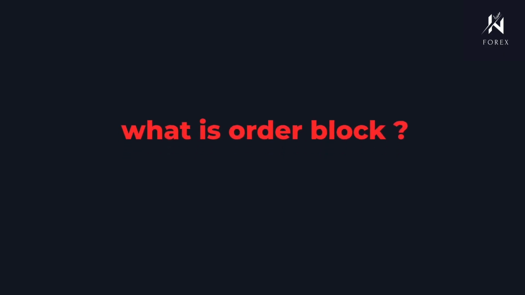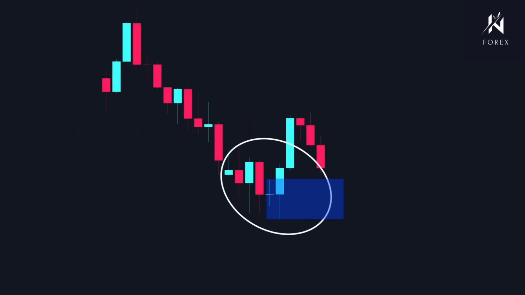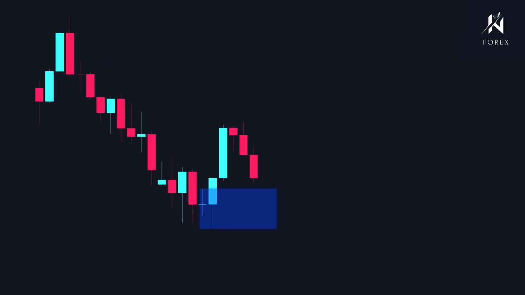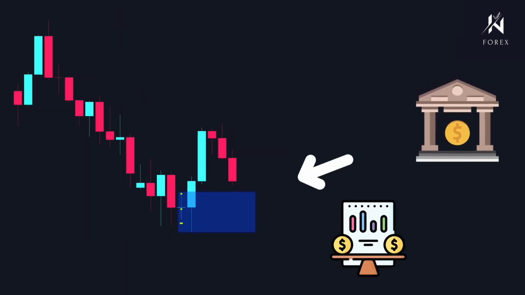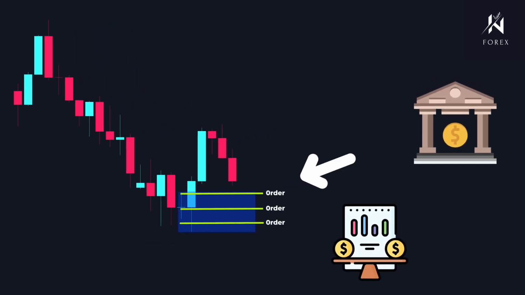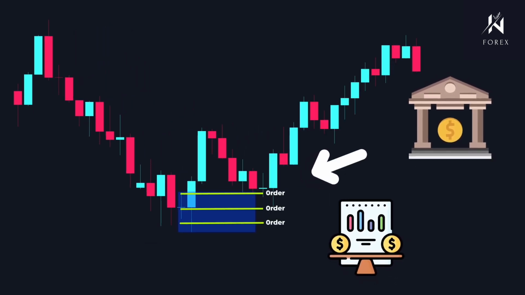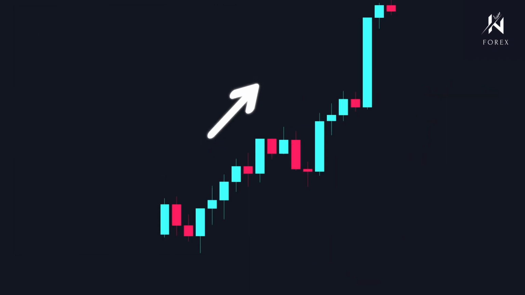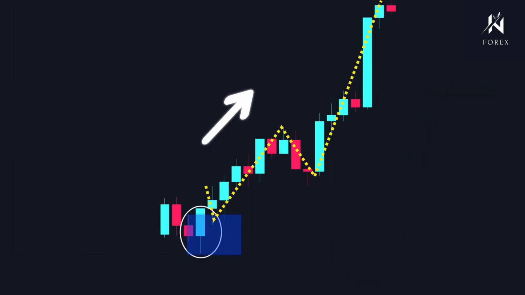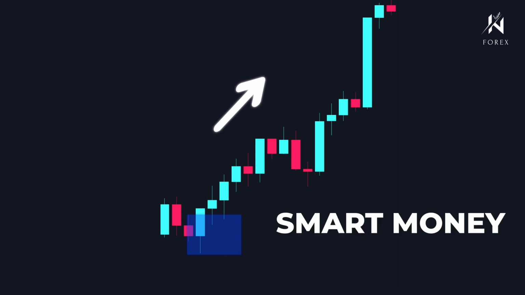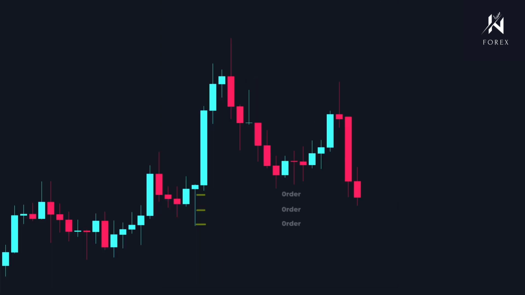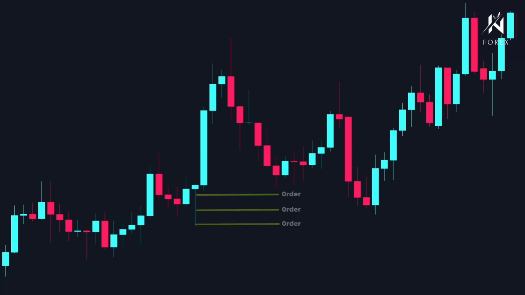What is an order block? An order block is a special area on a chart where big traders, like banks or institutions, have placed large trades. These trades often cause significant price movements, making these areas easy to spot. If you see the price move sharply from a specific spot, it likely means these big players, often called smart money, are active. For example, when large buy orders are placed, they push the price up quickly, and the area where these trades happen is called an order block.